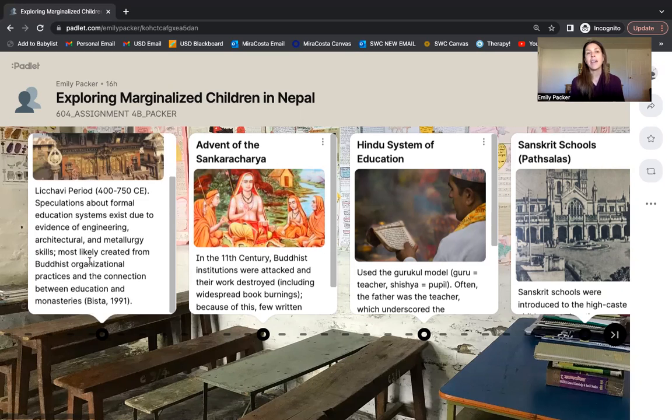At this period, it's thought that the Buddhist tradition and religion had a lot of influence because in this time period, in other regional countries, Buddhists had monasteries where they taught monks. And so they did have a form of formal education. So the Lichavi period is the beginning of our history of Nepal. And there was evidence for some sort of formal education in this time.